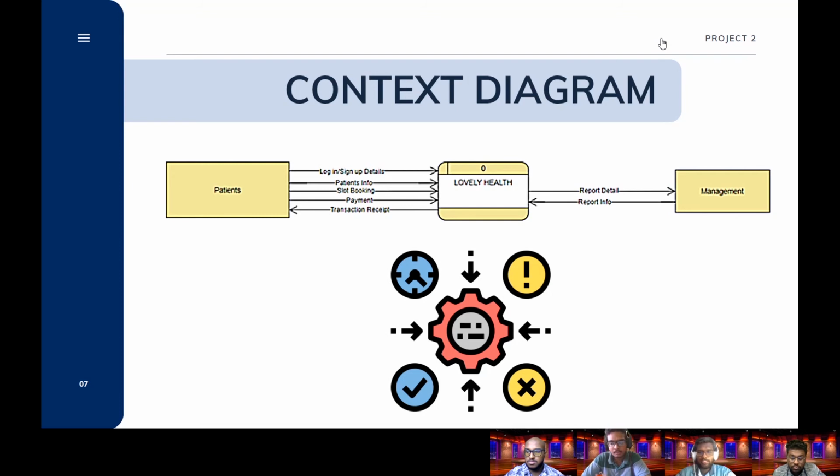Same goes from the Lovely Health process box. There will be a data flow of transaction receipt to patients. From the Lovely Health process, there will be report details to management. From management, there will be report info back to the Lovely Health process. So that's the overall context diagram.